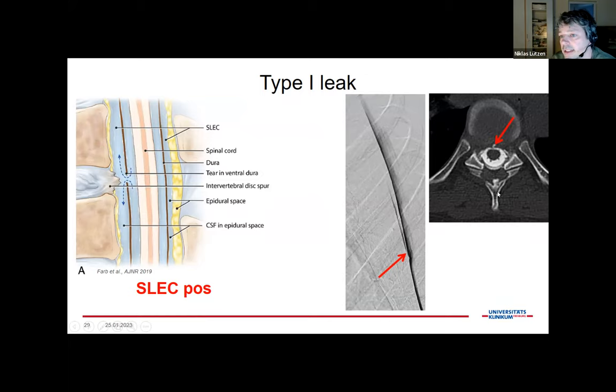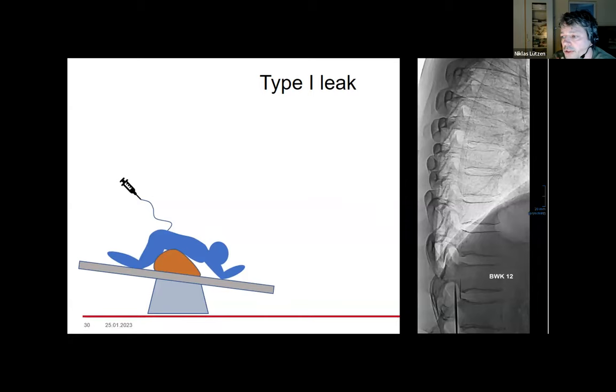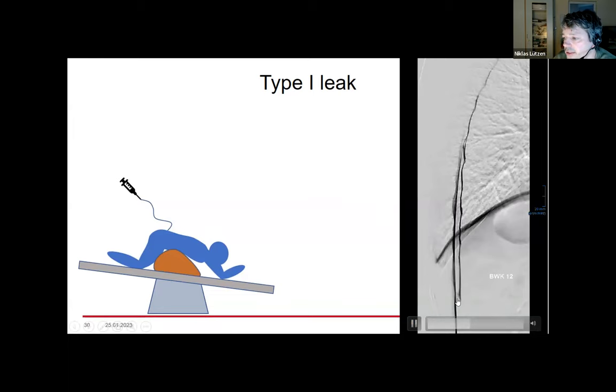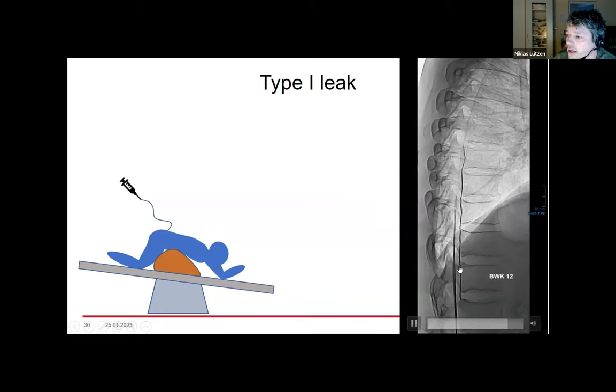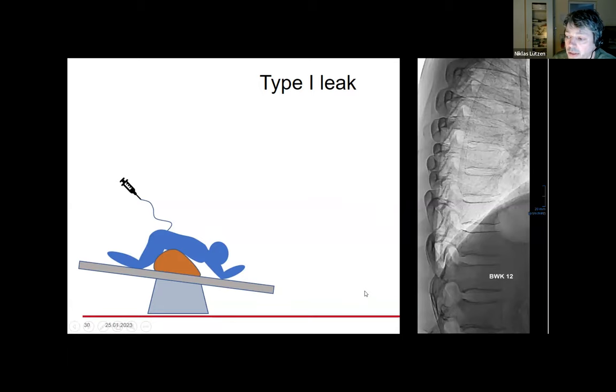And this is now the dynamic scan. This is a digital subtraction myelography. Patient is placed in prone position in the angiography suite. Table is tilted so that the contrast can run towards the head. And here you can see something like a contrast jet, and the contrast is running out into the extradural space even faster than intrathecally, which means there's really a big leak.